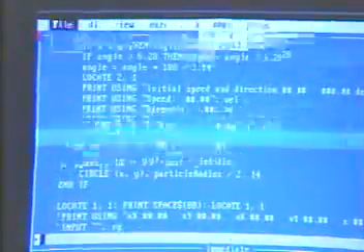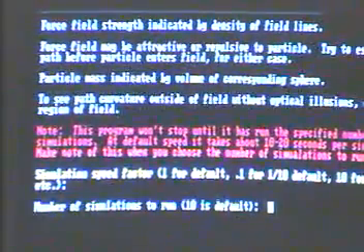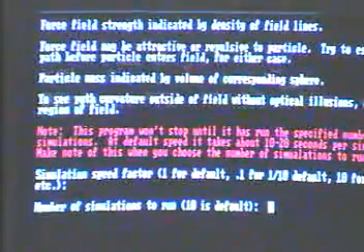Here we see a force simulation program. Let's just explain what you see as you see it. There are some prompts here. I don't know if you can read these on the screen because of the focusing properties and the light properties of the camera.